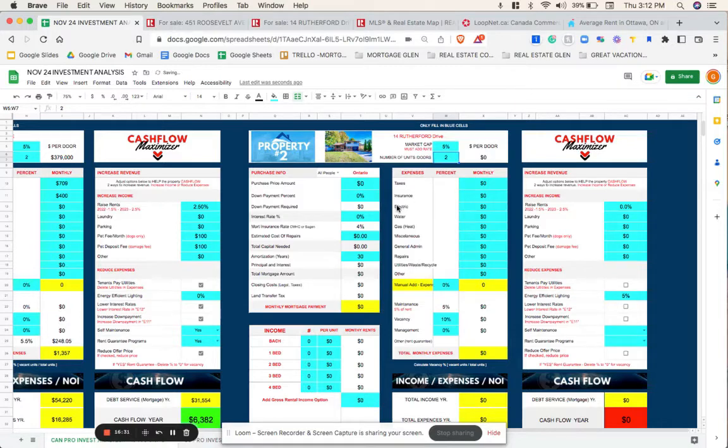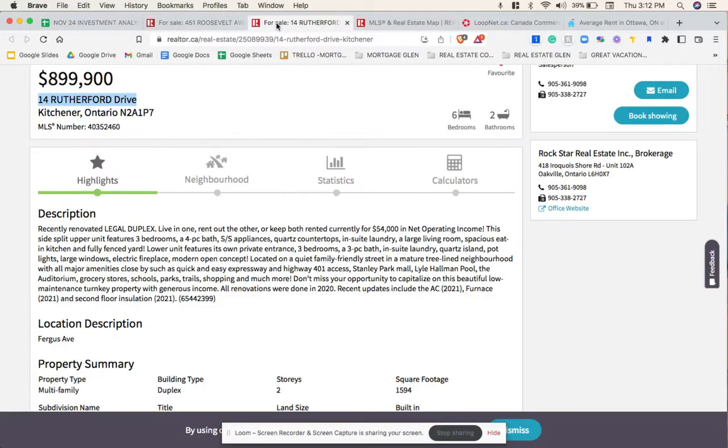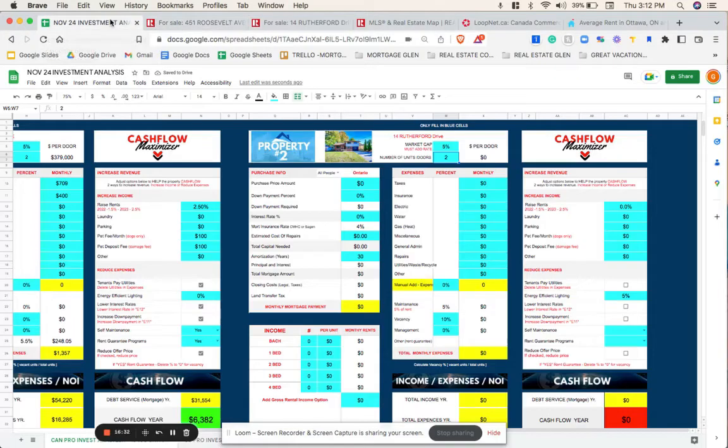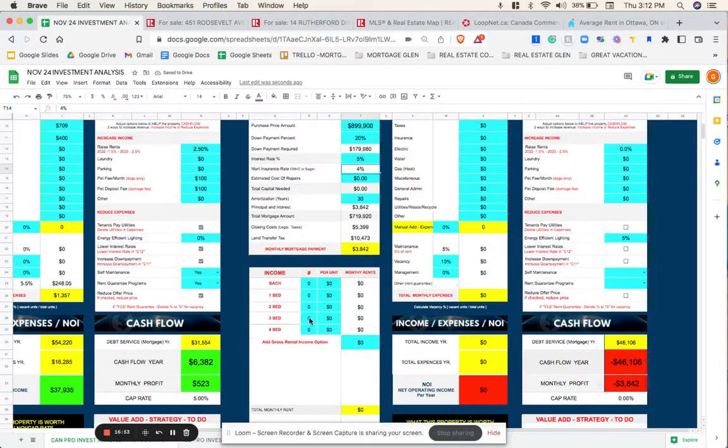Okay, put in 2. Number of units, and the price was $899,900. Put in here. $899,900. There you go. Down payment, we're going to put in 20%. We're going to put interest rate of 5%. Okay, so 2 units, right? 2 3-bedrooms, right? So we're going to put in, it's all going to be the same. So we're going to put 2 3-bedrooms.